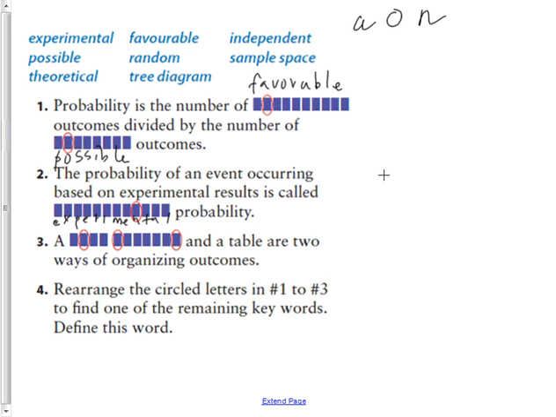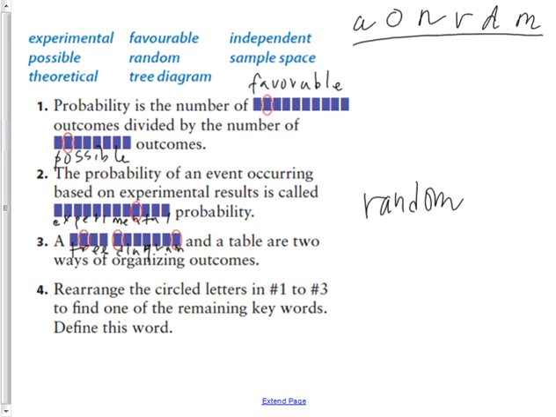A blank blank and a table are two ways of organizing outcomes. Colby, tree diagram. TREE DIAGRAM. So we have an R and a D and an M. Add to our list. And question 4 says rearrange the letters in these ones here to make one of the remaining keywords. What is the word? Jamie? Random. Okay.